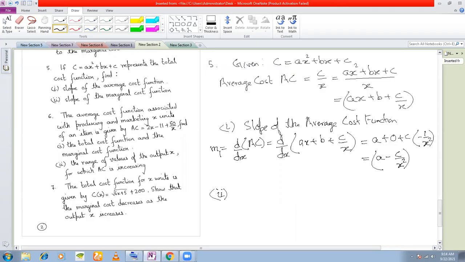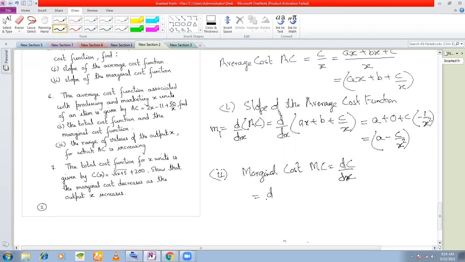Next is the slope of the marginal cost function. Let us first find out the marginal cost. Marginal cost, MC, is d/dx of, in fact, it is dC/dx, the differentiation of the total cost, which is equal to d/dx of the total cost function given here as ax square plus bx plus c. Differentiate this, you get a into 2x plus b into 1. So you get 2ax plus b. This is the marginal cost.